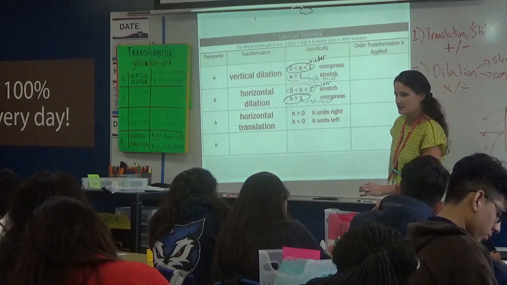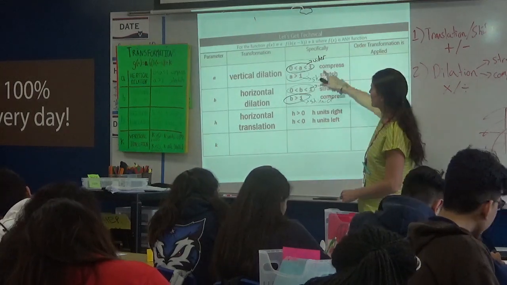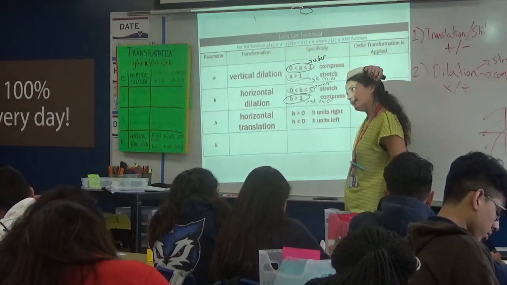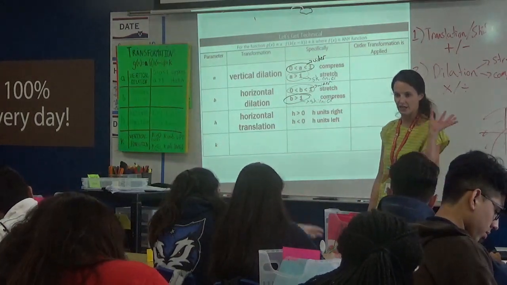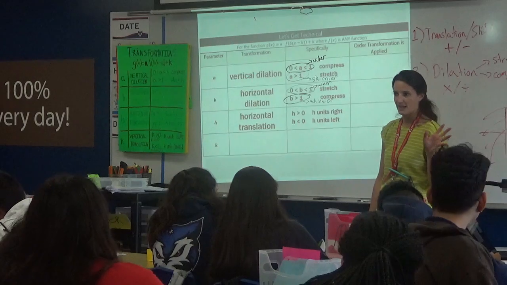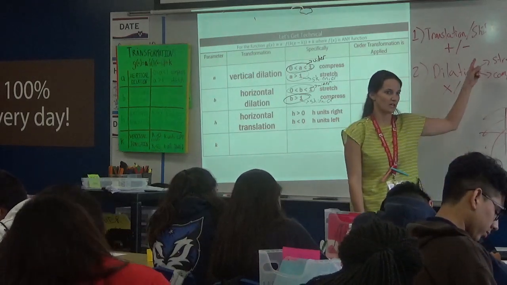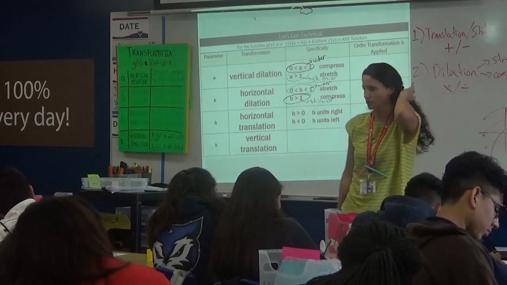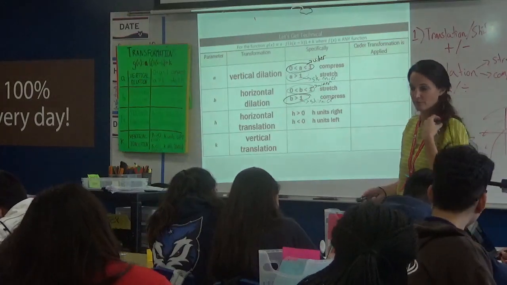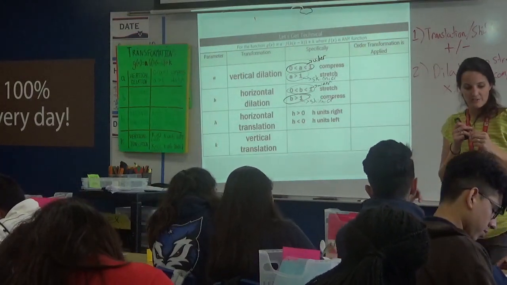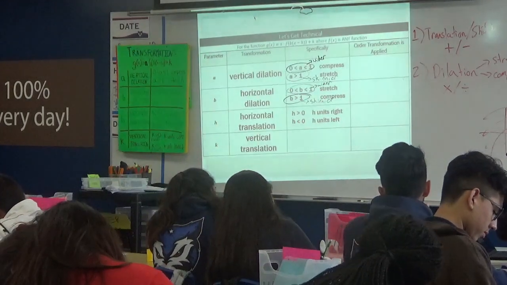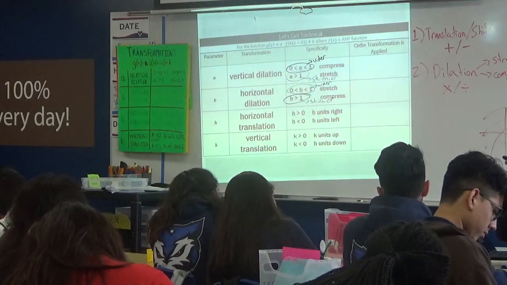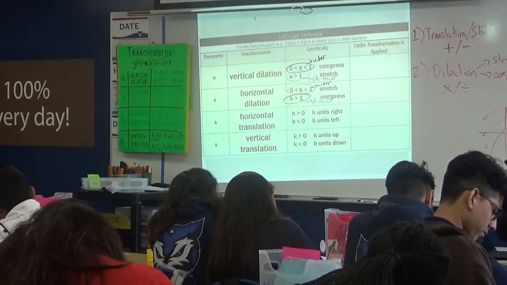Last one, K, is being added or subtracted from the outside. So that is now back to vertical because we're on the outside. And since it's added or subtracted, it's going to be a translation or a shift up or down. If it's added, we said it's going to go up. If it's subtracted, we said it's going to go down.